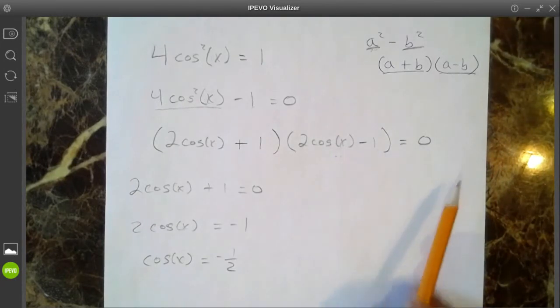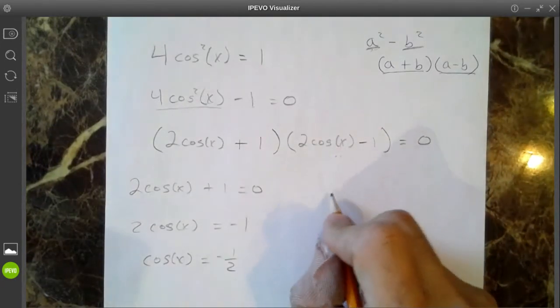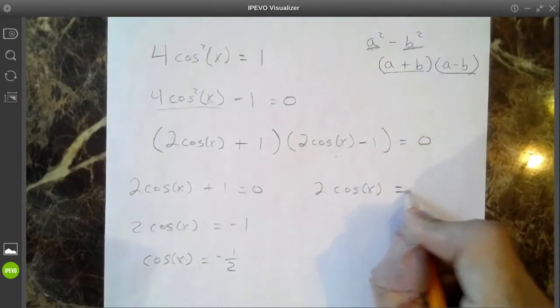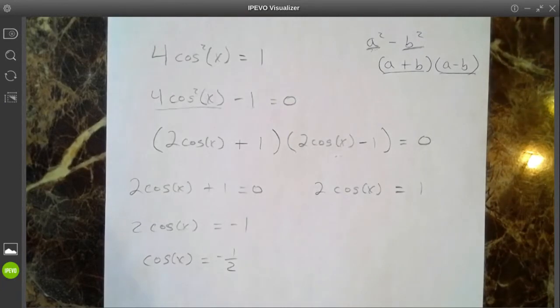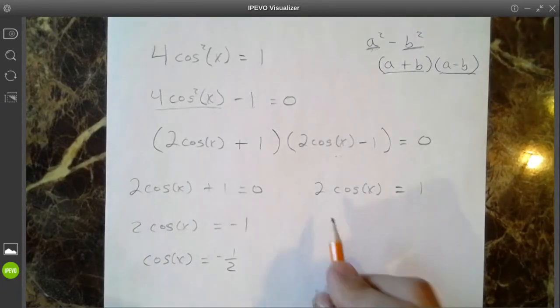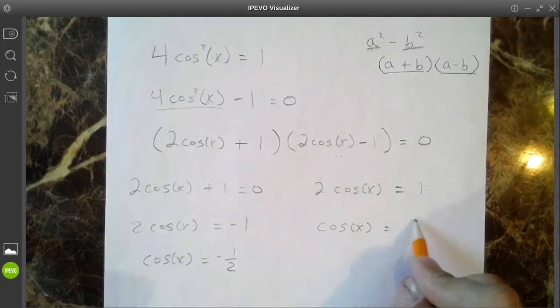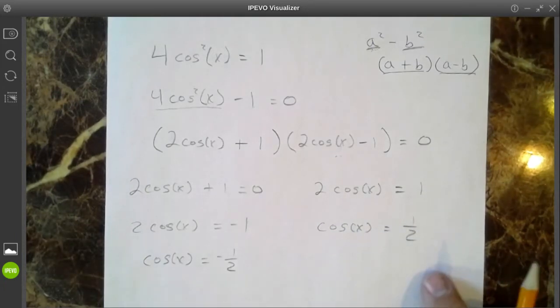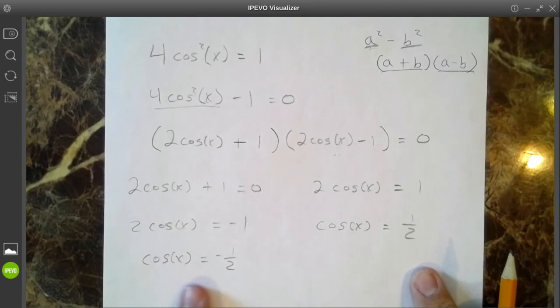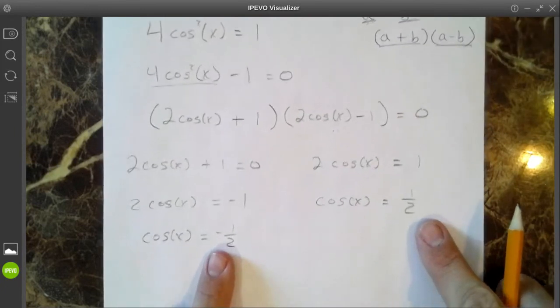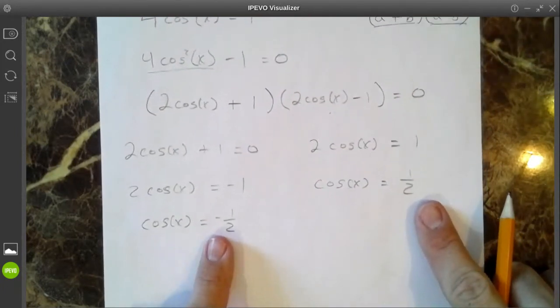And my first step, I'm going to add 1 to both sides. So 2 cosine x is equal to 1. And then I'm going to divide by 2. So I'm going to get cosine x is equal to 1/2. So what's nice here is that I've got cosine is equal to positive 1/2 and it's equal to negative 1/2. So I'm actually going to be in all 4 quadrants this time.